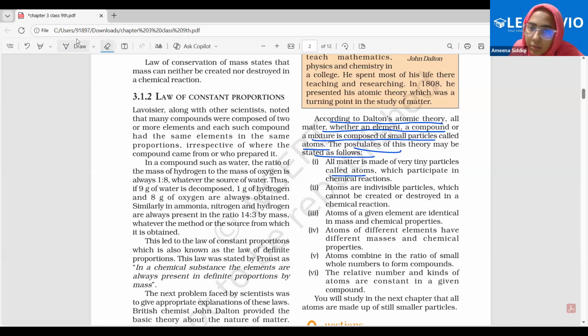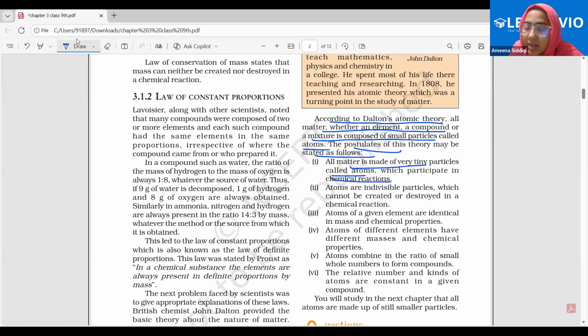Which participate in chemical reactions. Now, see this point. It is the atoms which are participating in the chemical reaction. Let's suppose you add water in a chemical reaction. What is it that is actually participating in the reaction? The atoms of hydrogen and oxygen in water are participating in the reaction according to the postulate of Dalton's atomic theory.